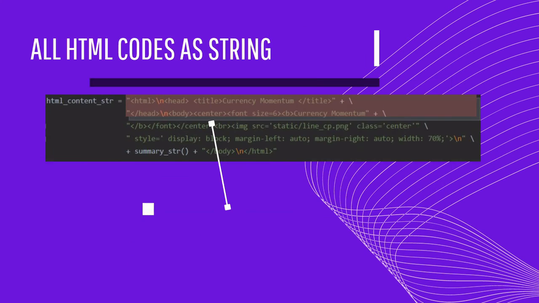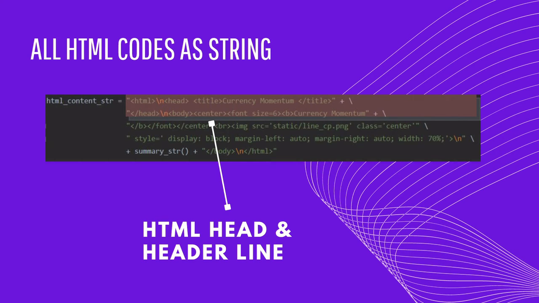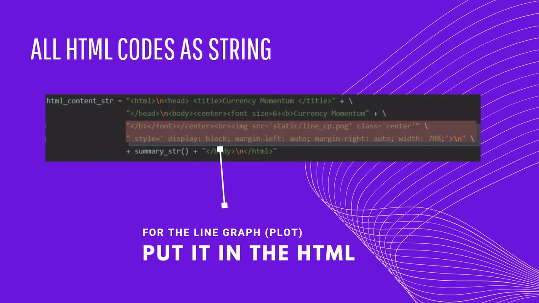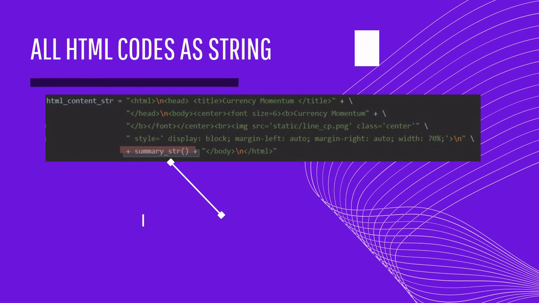Okay, let's move on to the third step. We will write all the codes for the HTML page. We will first include the head and header line of the page. The HTML content string is the string containing the HTML codes. It contains the title, the headline, and also, we will put the HTML table we made previously into the body of the HTML. It will be the last component of this HTML page. We will place the line graph on the HTML page with reasonable styles on the top. And the table will be placed on the bottom.